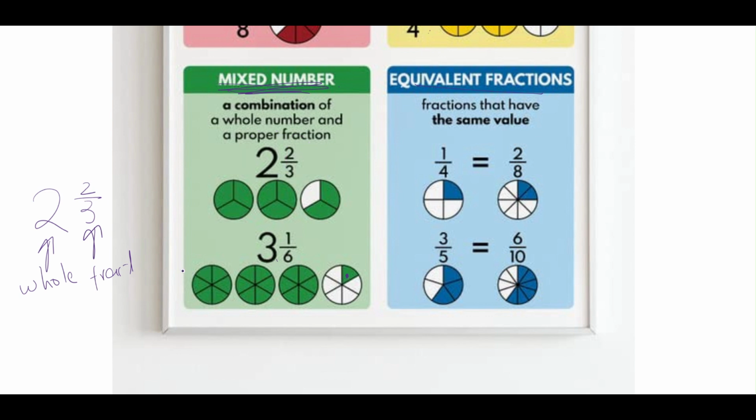Let's look at the second one here. 3 whole parts are shaded and then in the fourth one there is 1 out of 6 parts shaded. Let's see the fourth type, which is equivalent fraction. These are the fractions which have the same value.